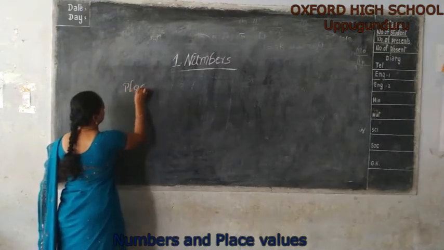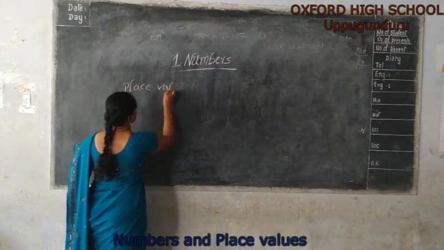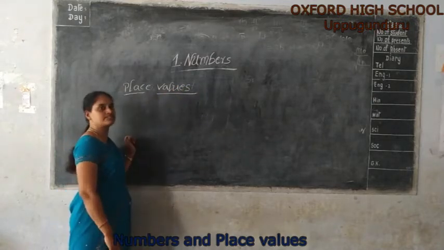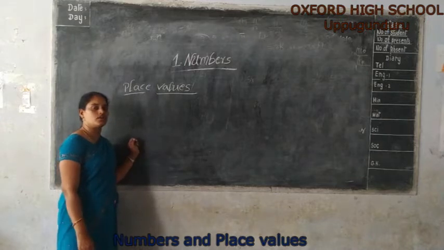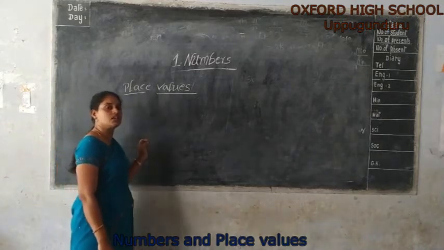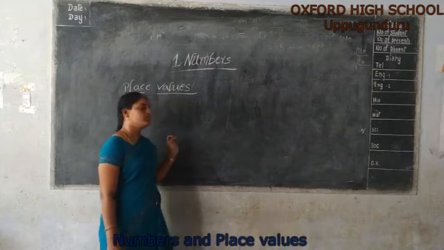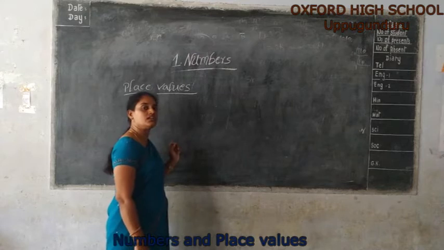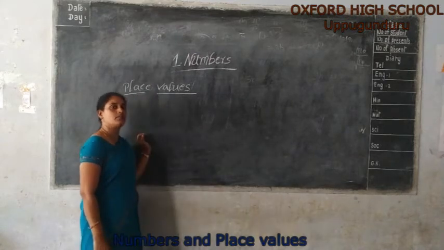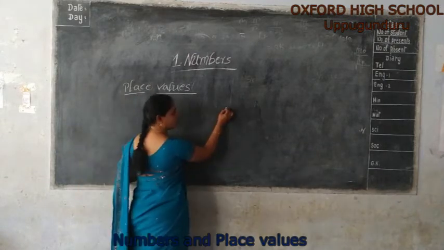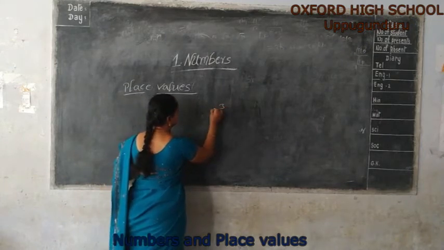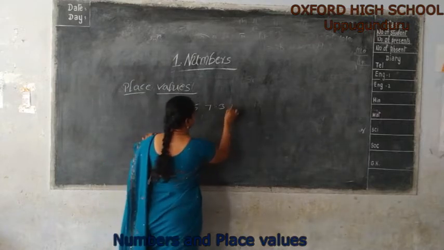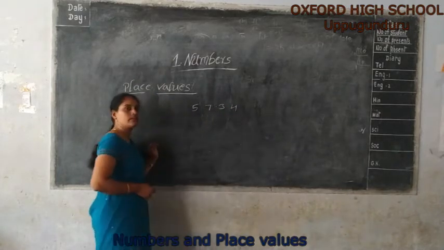Next topic is place values. What is the place value? The position of a digit in a number gives its place value. Now we will take some digits: 3, 7, 5, 4.